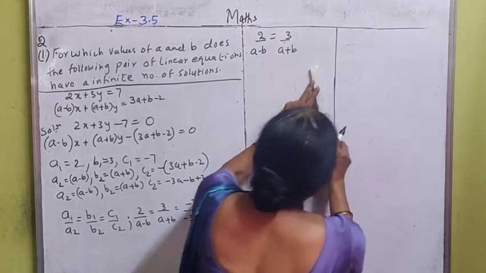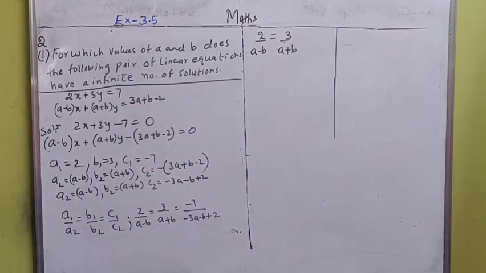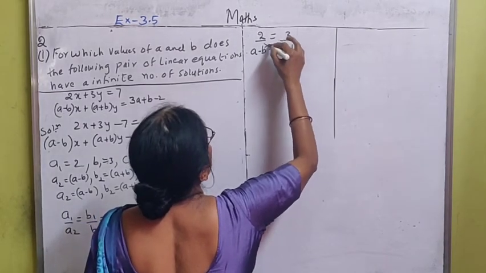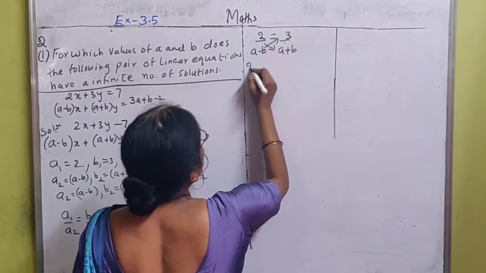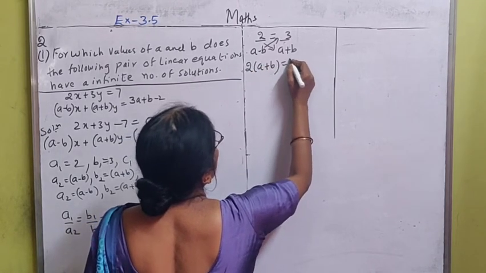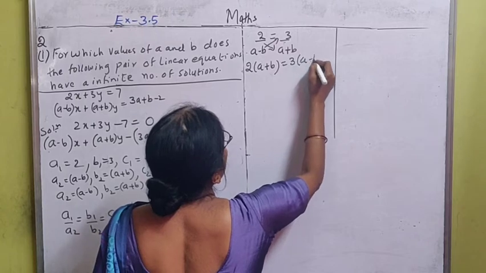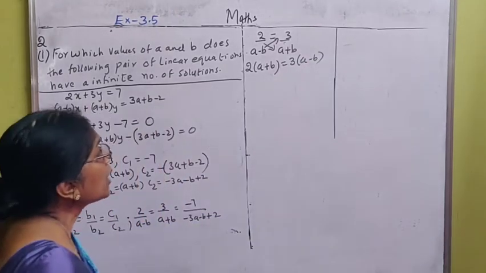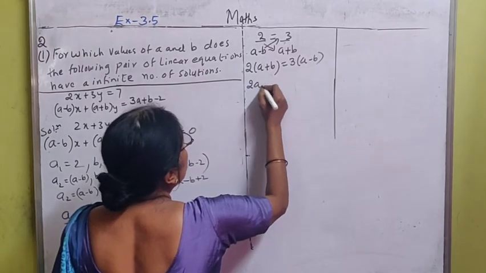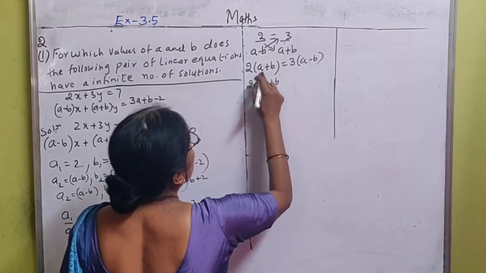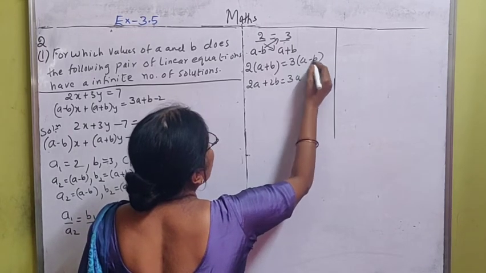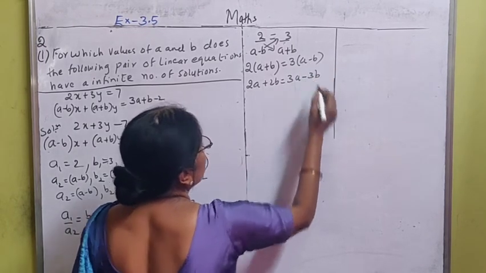Because the second equation also I have to take. So now what are we going to do? Cross multiply. So 2 in the bracket (a plus b) is equal to 3 in the bracket (a minus b). So I am going to remove the bracket. So what shall I get? 2a plus 2b is equal to 3a, plus into minus is minus 3b.